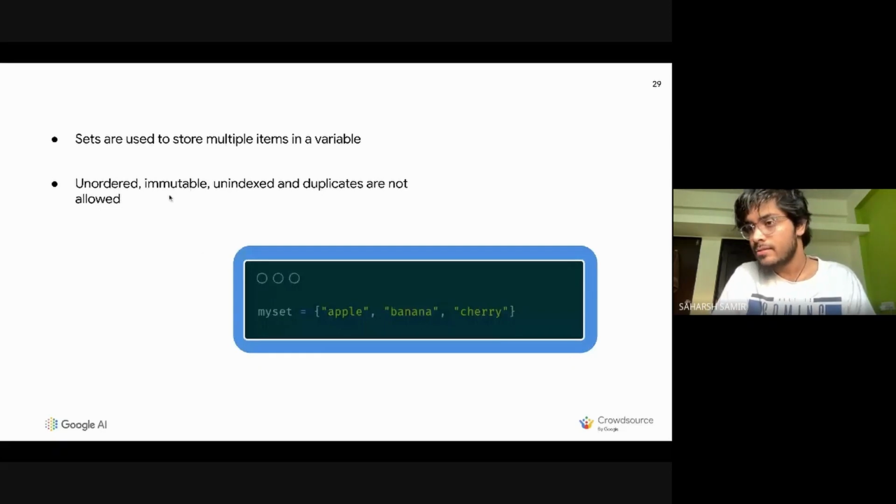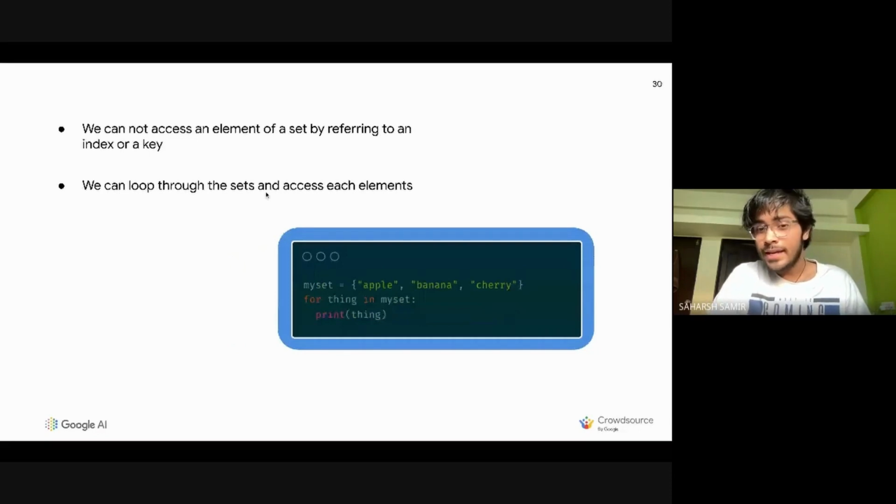Next up is immutable. Immutable means, as I have told many times, that you cannot make any changes once the set is created. And unindexed means, unlike a list, where each element had an index, there is no index for each element in sets. And also duplicates are not allowed in sets, just like the mathematical concept of sets.